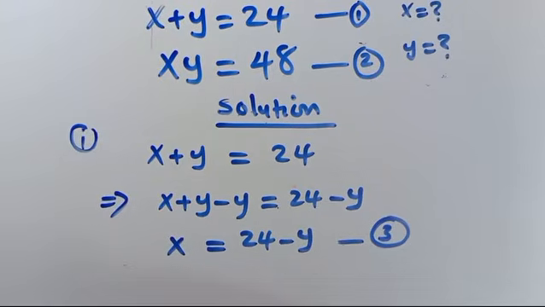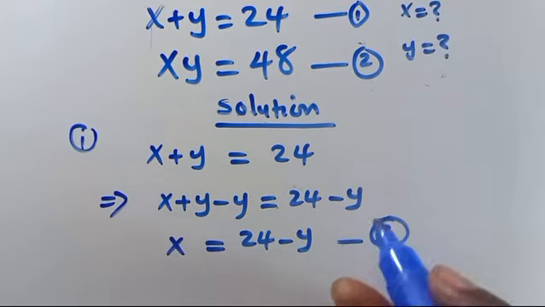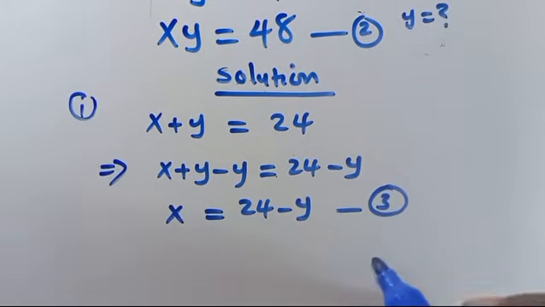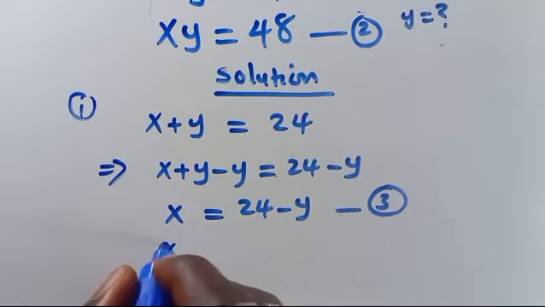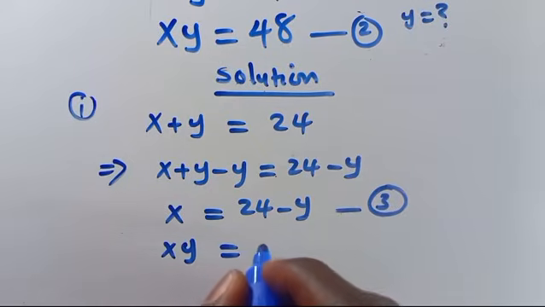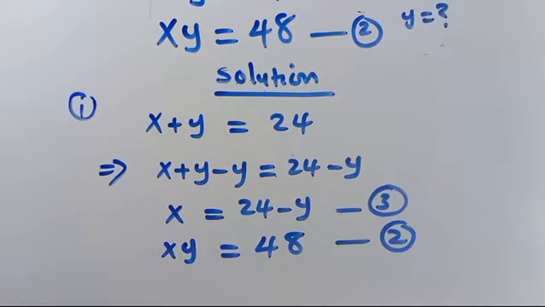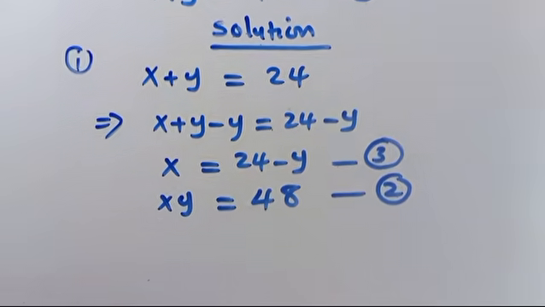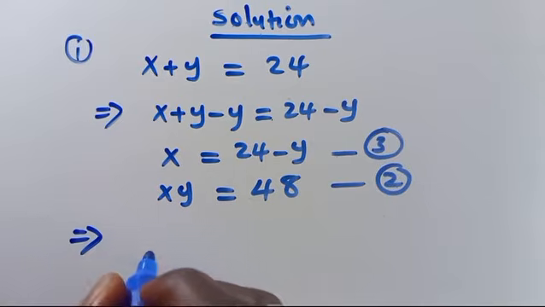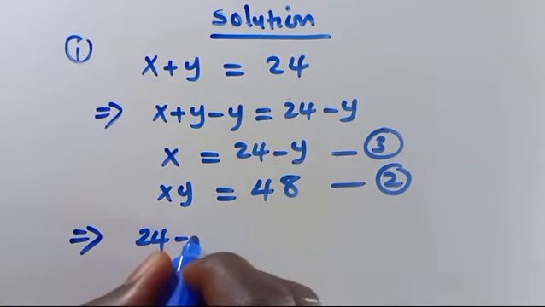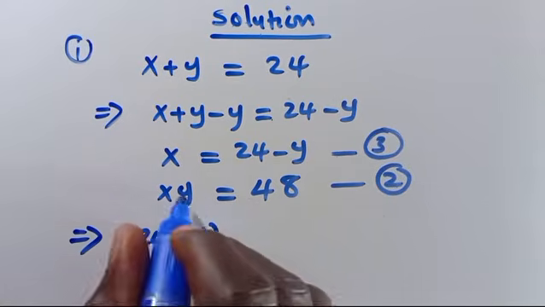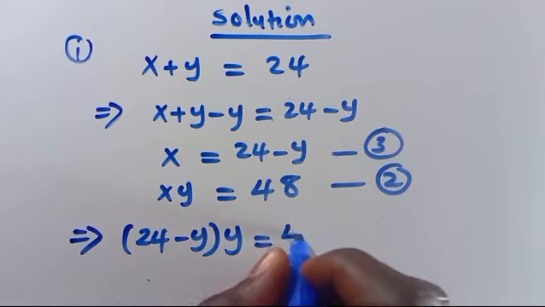So when we have this as equation 3, let us now substitute equation 3 into equation 2. Equation 2 says we have xy equals 48. Now we had the value of x in terms of y, then we have xy here. Let's substitute this. So we are going to have 24 minus y in parentheses times y equals 48.